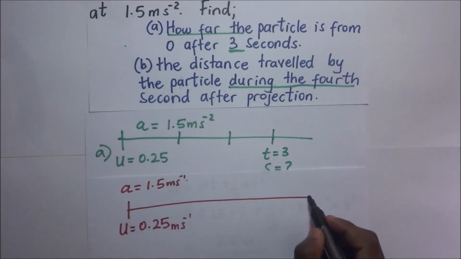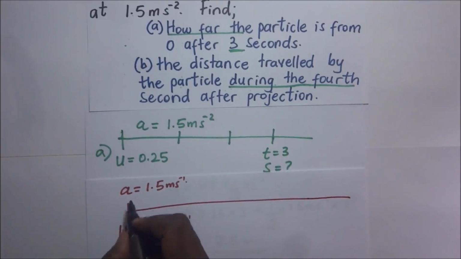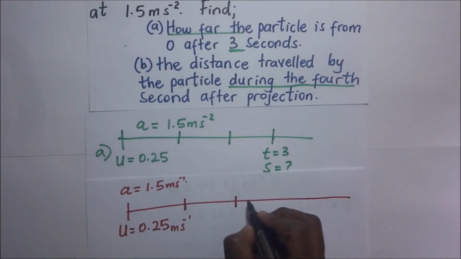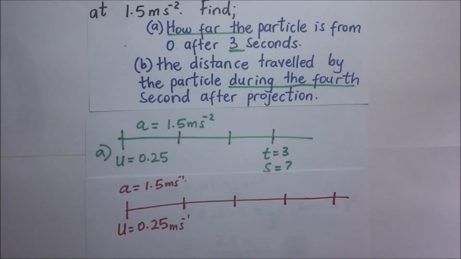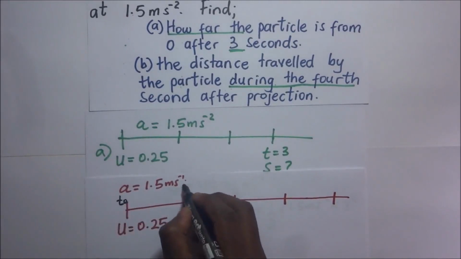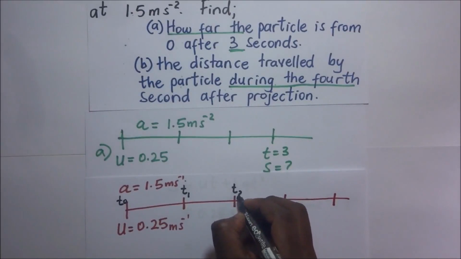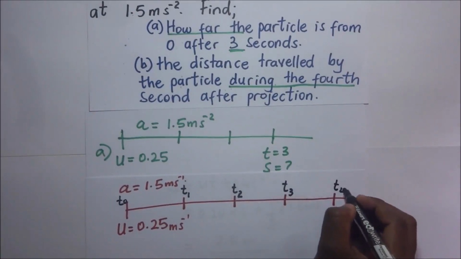So if it is moving on and on up to the 4th second, it means that right here, the time is 0. So it moves, that's the 1st second, that's the 2nd second, that's the 3rd second, and that's the 4th second. What I'm trying to say here is simple: at this point, the time is 0. Here the time is 1. After 1 second, this is time 2. After 2 seconds, after 3 seconds, that is after 4 seconds.